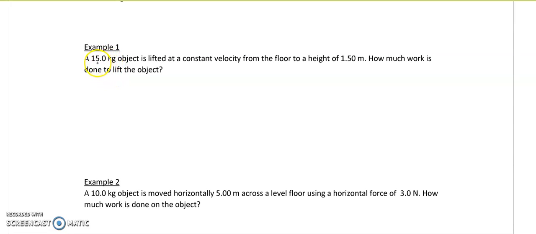So let's take a look at example number 1. A 15 kilogram object is lifted at a constant velocity from the floor to a height of 1.5 meters. How much work is done to lift the object? Well, let's take a look.